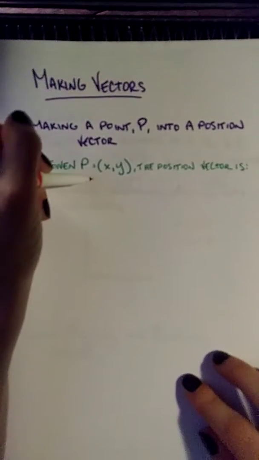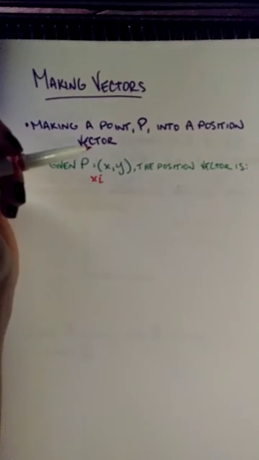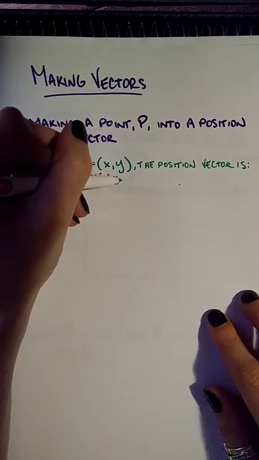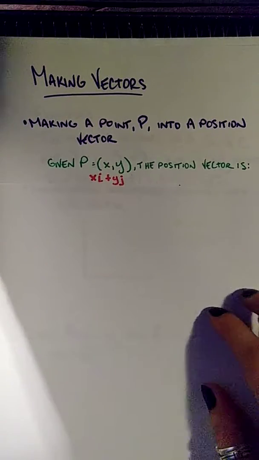If I wanted to do that, let's say point P is the position x, comma, y. So that tells me that I'm moving x spaces to the right or left, side to side, and I'm moving y spaces up or down. So the way that I put that into a position vector is the movement that I'm doing side to side, that x value, that's going to be multiplied by i. And the y value that I'm moving up and down, that's going to end up being multiplied by j. So y, j. So this gives me my position vector, and that's as easy as it is.